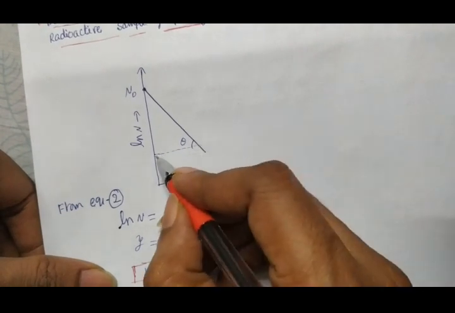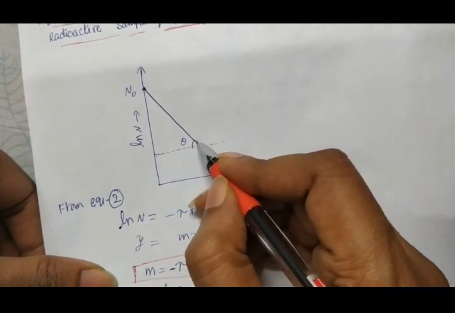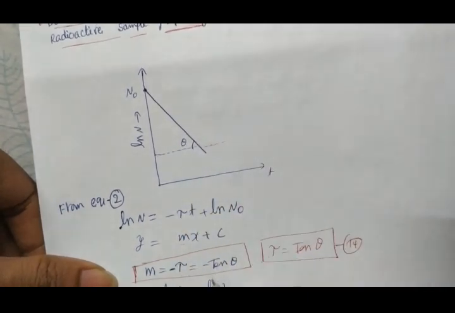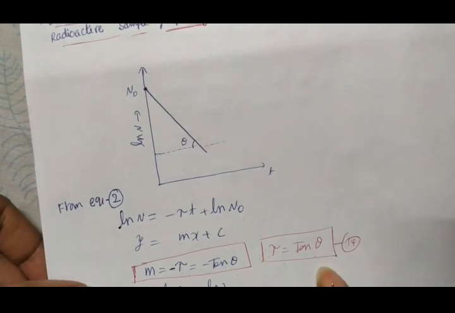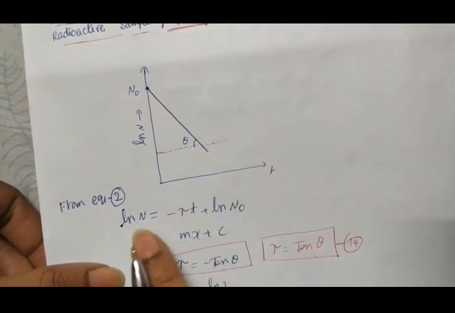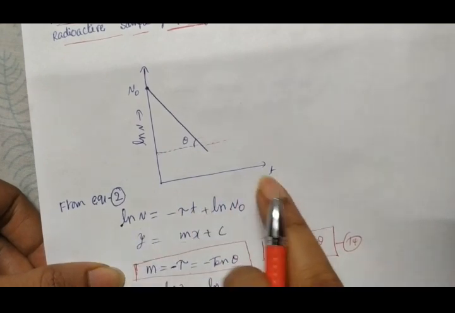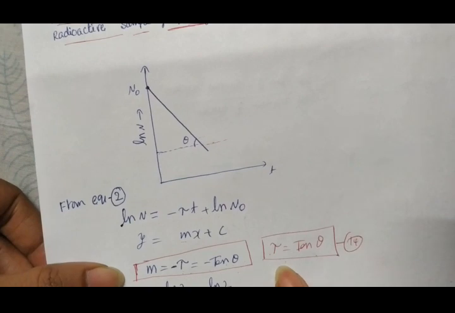Why minus tan theta? Here the slope is actually for this side angle, this angle you have to take, but we are taking this side now. That's why instead of tan theta, we take minus tan theta. From this what relation do you get? Disintegration constant is equal to tan theta. If we have a graph between log of number of nuclei and time, then the slope of the line gives the disintegration constant.